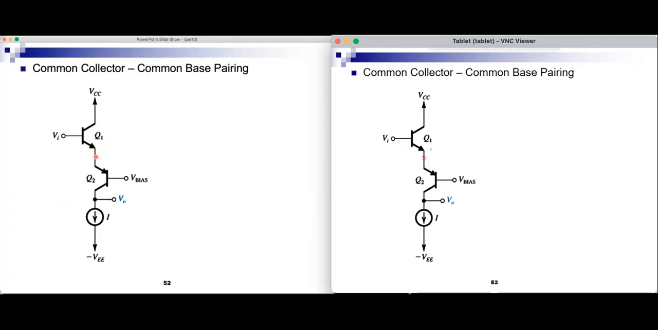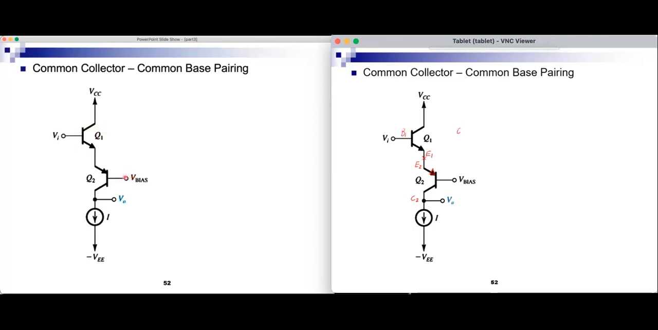Now, what is Q1? If the input is at the base and the output at the emitter, that's a common collector. What is Q2? If the input is at the emitter and the output is at the collector, it's a PNP, but still, the input is at the emitter and the output is at the collector. So this is a common base. We call this common base. This is the bias voltage here, which is signal ground.